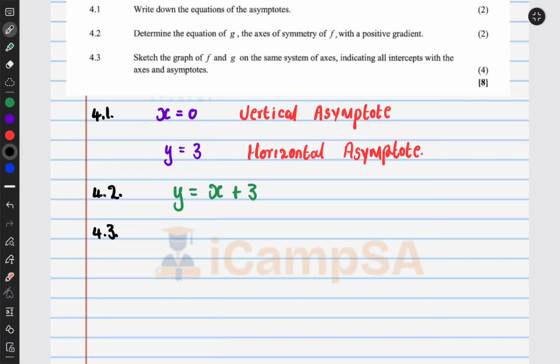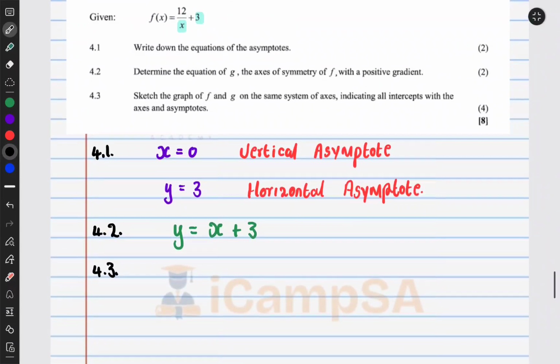And then for 4.3, sketch the graph of f and g on the same set of axes, indicating all intercepts with the axes and asymptotes.